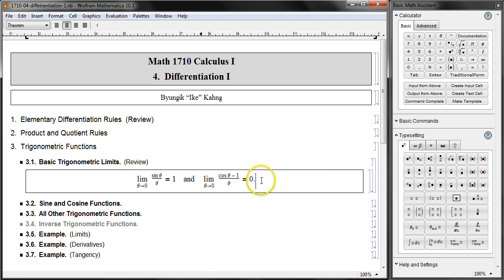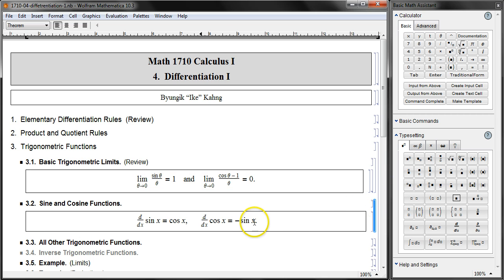First, some limits of trigonometric functions, and here are a couple of important formulae. This one is extremely important. The second one is not as important, but still remember this. Why these are true? That goes pretty deep, and we'll do that in a separate video.